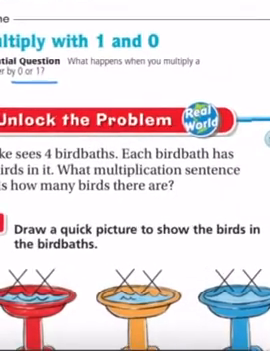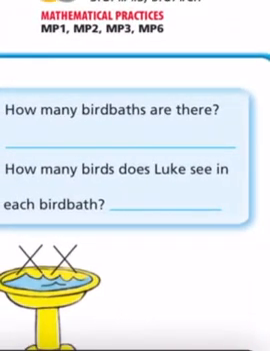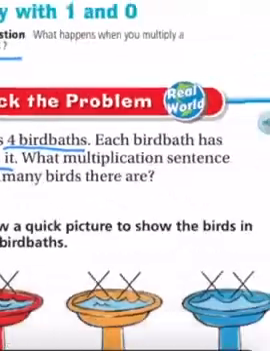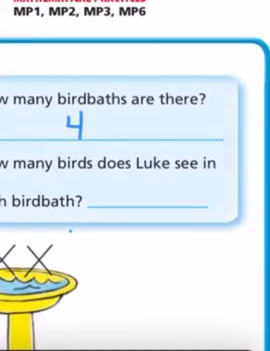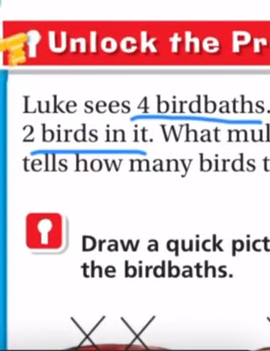It says Luke sees 4 bird baths. Each bird bath has 2 birds in it. What multiplication sentence tells how many birds there are? First thing we're going to look at is our blue box here. How many bird baths are there? We have to go back to our problem. 4 bird baths. So, 4. Make sure you write that in. Second question, how many birds does Luke see in each bird bath? I believe that was 2, but I'm going to double check. Yes, 2 birds in each one there.